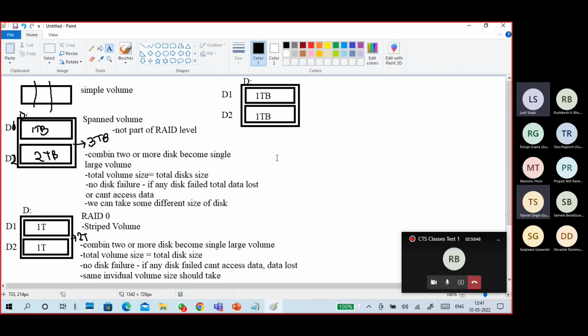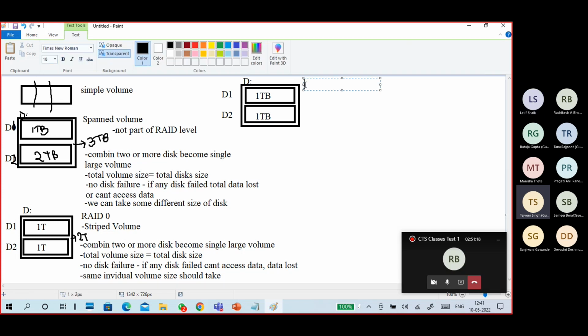So the point is, the disk is not working, immediately you can't access the data. We have a backup, but backup restoration will take time. Immediately we can't access. So what is the solution actually? Whatever data we store, the same data will be stored in another disk. So this concept is mirror.